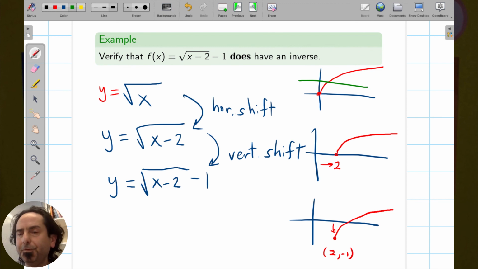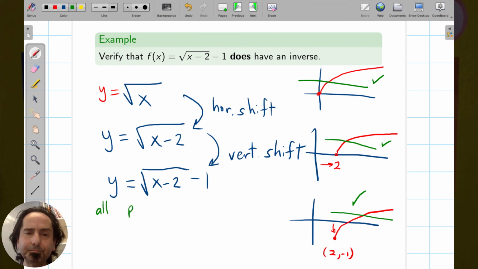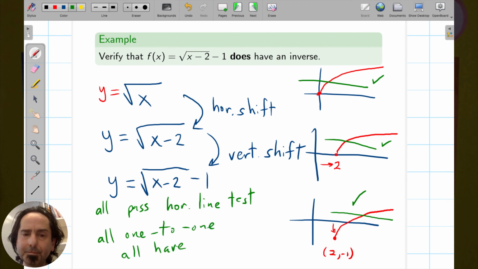And this first one passes the horizontal line test. When you shift it, it still passes the horizontal line test. And when you shift it again, it still passes the horizontal line test. So they all pass the horizontal line test. They're all 1-to-1, and they all have inverses. And that's probably the best way to think about that complicated function.